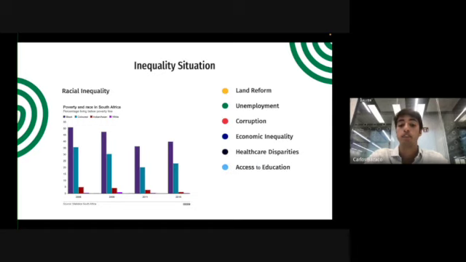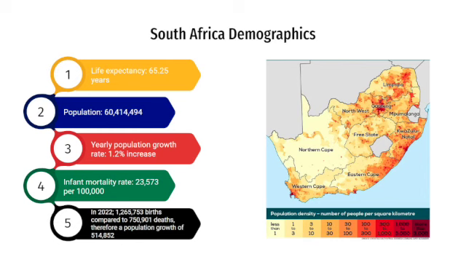To finish, on access to education, we can see that there is progress improving education for Black South Africans, and that there are still significant disparities in education inequality between the Black communities and the white communities. Now let's go with South Africa's demographics.